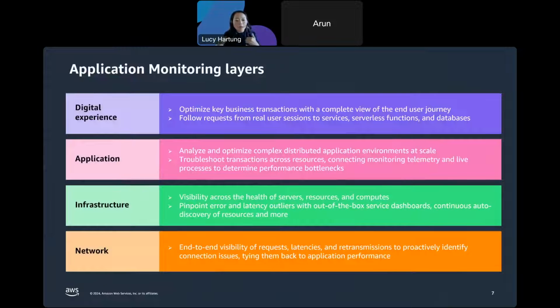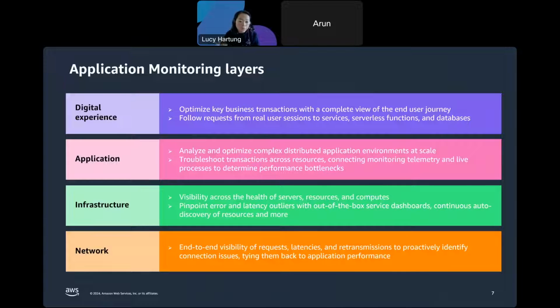Now we tie back to my first slide, which talked about Gartner's definition of APM. Here is our view of 4 different layers that really cover end-to-end observability in application monitoring, all the way from the network layer to the digital experience. We often hear at the network layer, people say, hey, is this my network issue or my application issue? So visibility in the network layer is important, and it impacts your application performance as well.